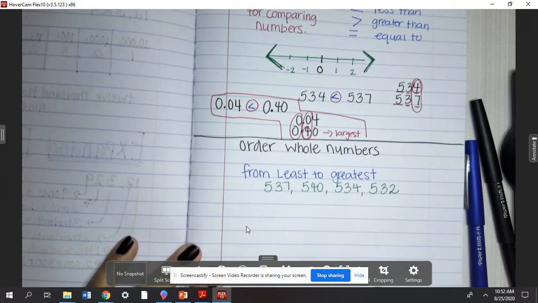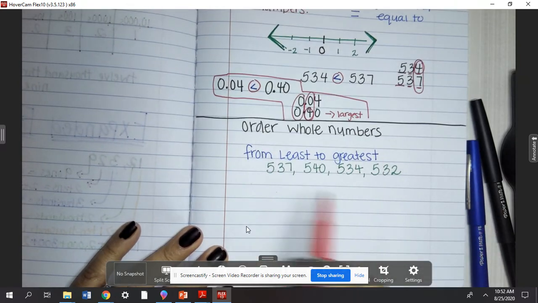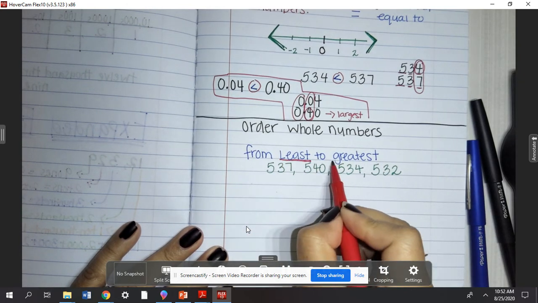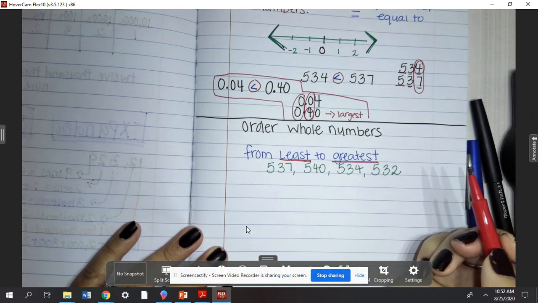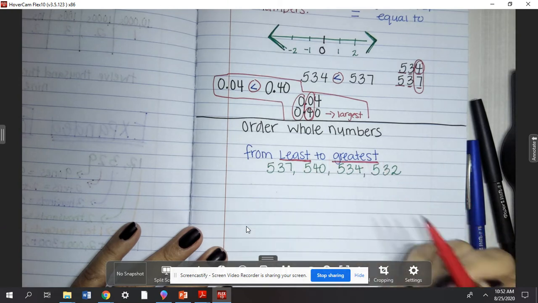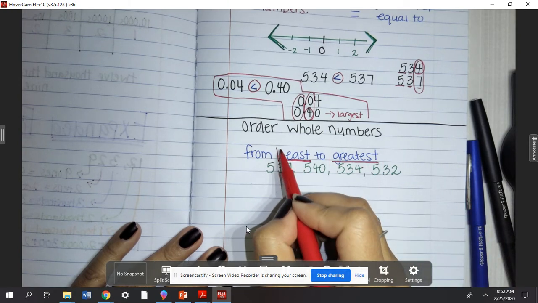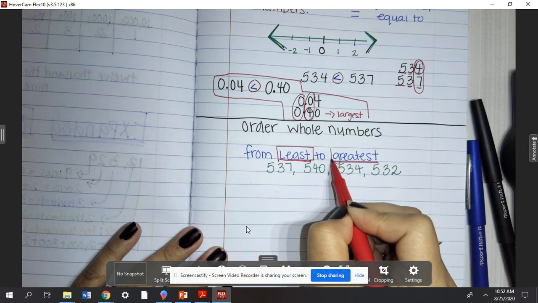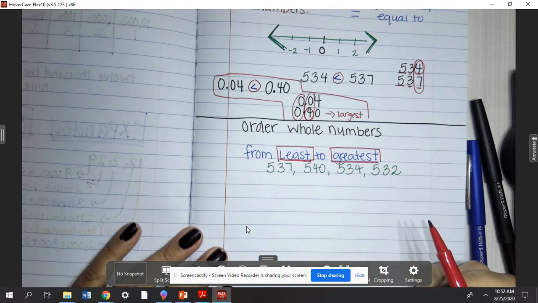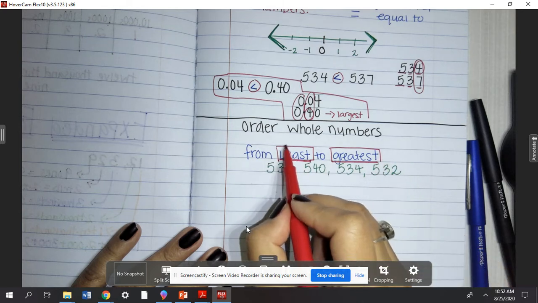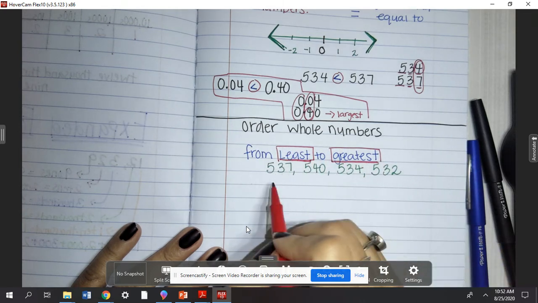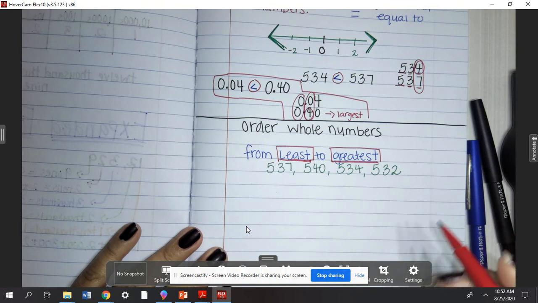Now that you know how to compare them, can you put them in order from least to greatest? Now, I'll tell you, most of the time when students get these types of questions wrong, it's because they didn't pay attention to this. It is very common to see least to greatest. If you don't read this correctly, if this said greatest to least, and you put them in order from least to greatest, then you're going to get it wrong, right?